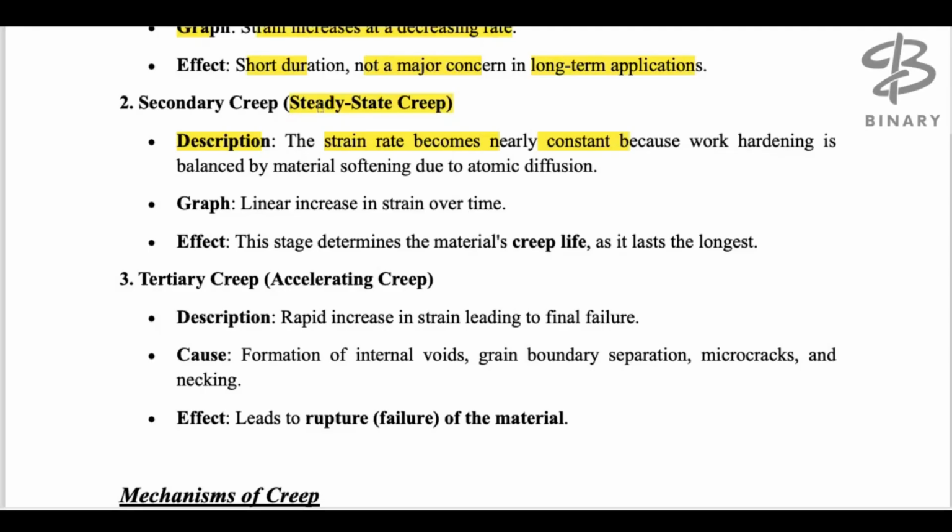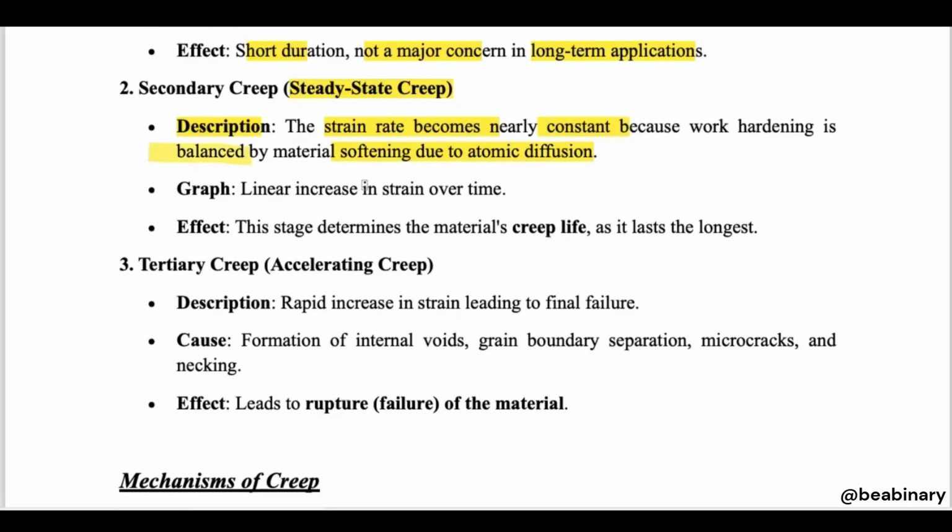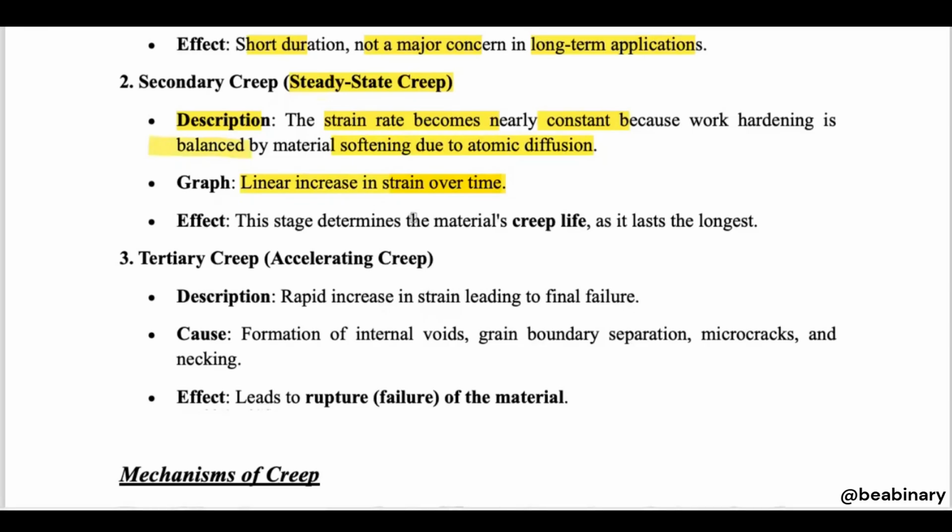Okay, why is that rate constant? Because work hardening is balanced by the material softening due to atomic diffusion. So this is the reason why they get stability, or you can say they get a constant rate of strain. If we talk about the graph, there is a linear increase in strain over time. So that is how the graph will look.